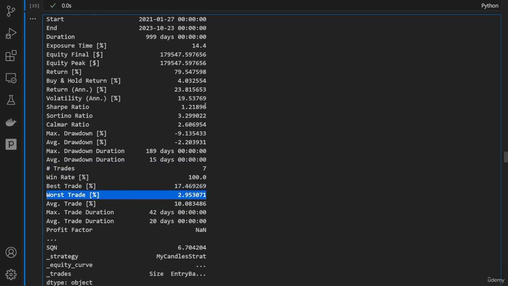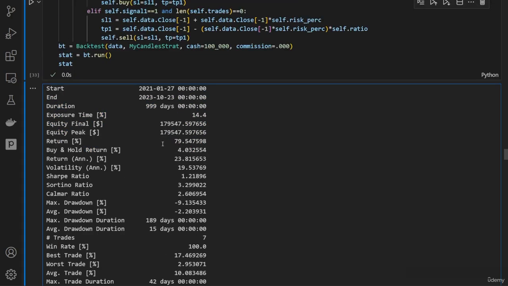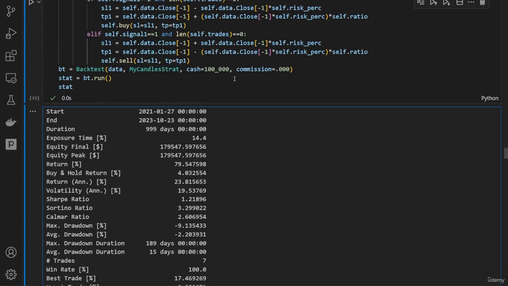The Sharpe ratio is 1.2. This is a good one. We're starting to get above 1. And the Sortino ratio is 3.3, almost 3.3. I think this one works well on daily time frame. Remember that we didn't use any margin, so we could increase those results.